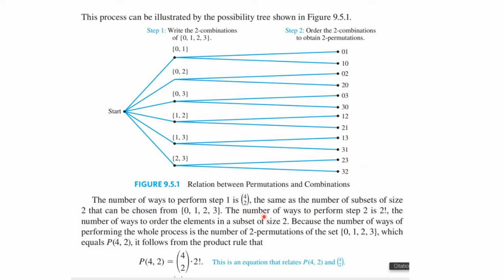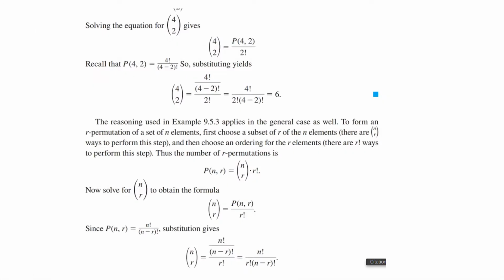And so the number of ways that we can do this is, first part, 4 choose 2, and the number of ways in step 2 is 2 factorial for each one of those. You see there's 2 times 1 for each one of those. So this is what we have: 4 permutations taken 2 at a time, or a 2-permutation of 4, is 4 choose 2 times 2 factorial. And we can solve this equation just by plugging in numbers, and we get 6.